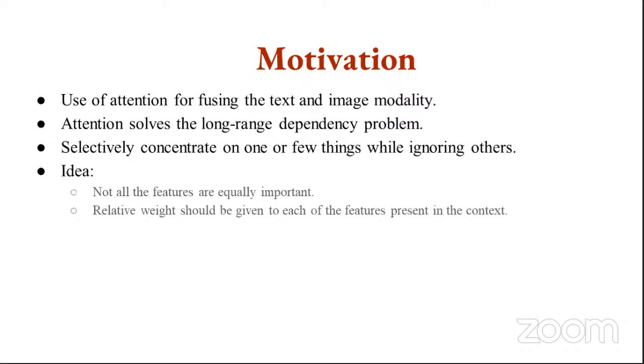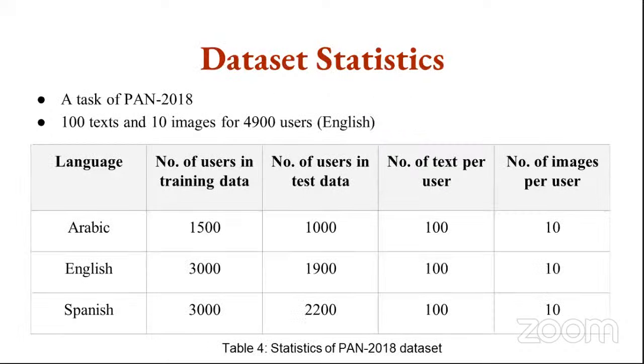Attention solves the long-range dependency problem. It selectively concentrates on one or a few things while ignoring the others. So basically, not all the features are important. We need to focus on the few features which are important for gender prediction. So that is the motivation of this particular task.